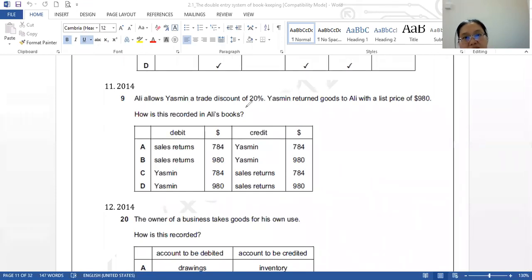Ali allowed Yasmin a trade discount of 20%. Yasmin returned goods to Ali with a list price of 980. How is this recorded in Ali's books? So Ali allowed Yasmin a trade discount, which means Ali is the seller and Yasmin is the buyer. Yasmin returned goods, which means this is the sales return because this is under the seller's book.